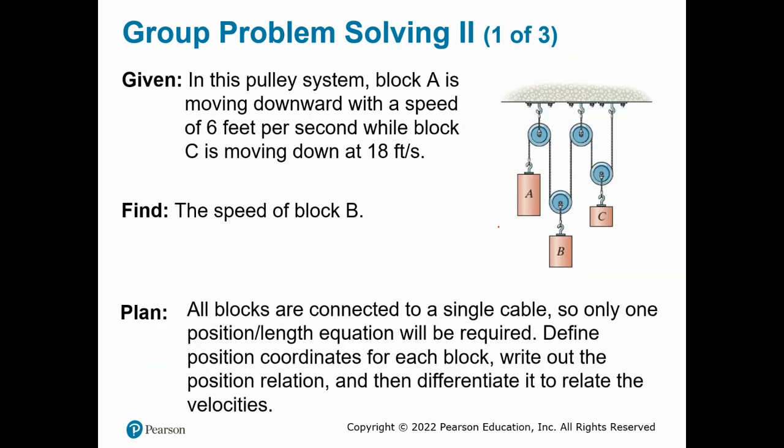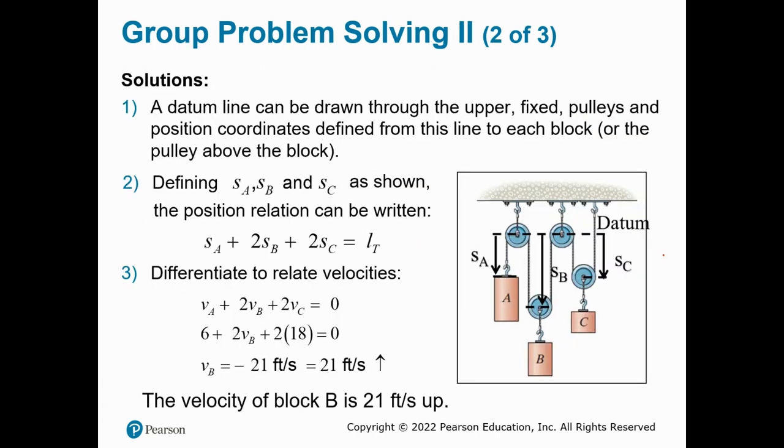Okay. Last problem right here. This one's actually only one cable. That means I only need to write one equation. We know block C is moving downward at 18 feet per second. So let's write our equation to relate A, B, and C together, position and velocity. We have the top as our reference point. I have SA plus 2SB, SB number 1, SB number 2, plus 2SC, SC number 1, SC number 2. So I have SA plus 2SB plus 2SC equals a constant.